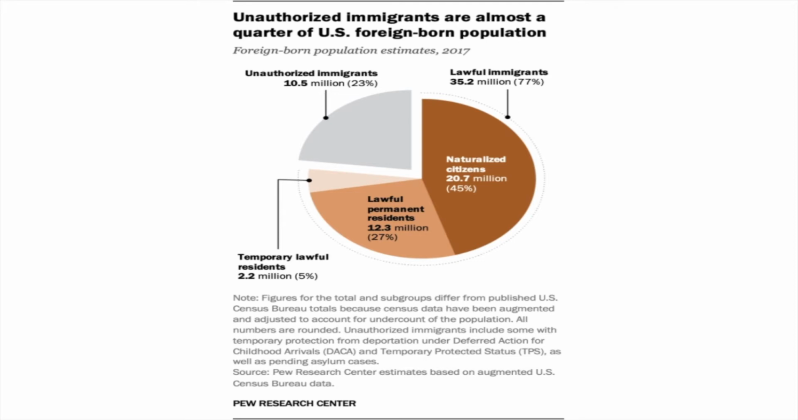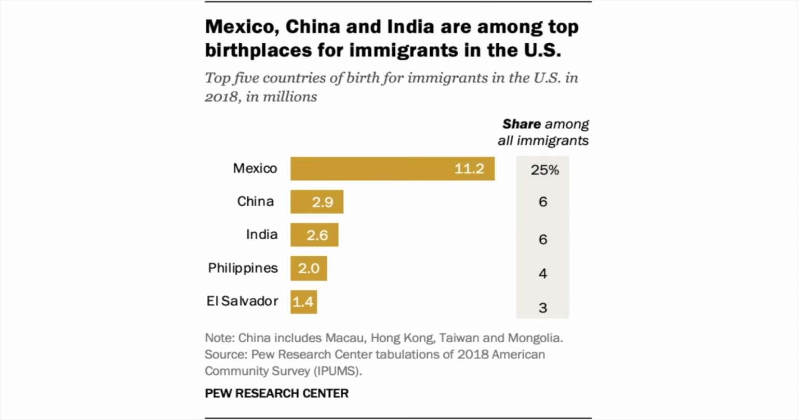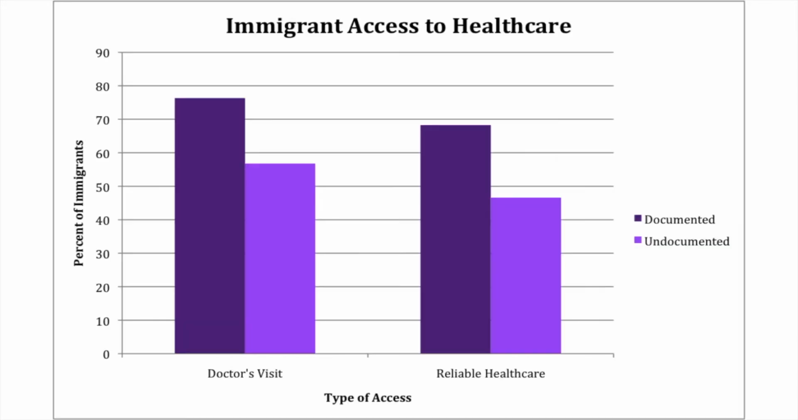Today, immigrants account for 13.7% of the U.S. population. Additionally, in 2018, roughly 11.2 million immigrants living in the U.S. were from Mexico. Nearly half of the nation's immigrant population lives in California, Texas, and Florida.